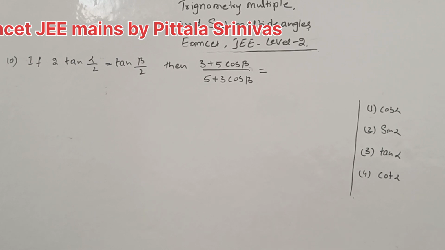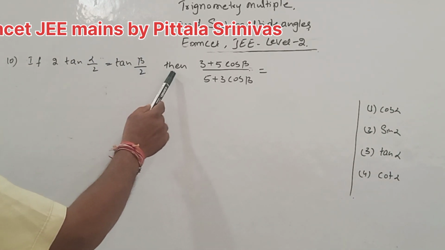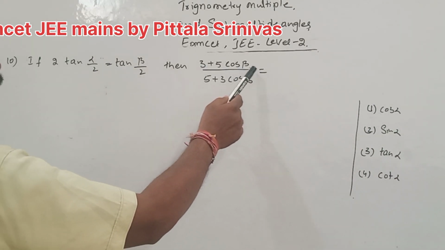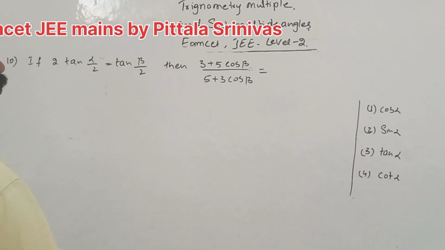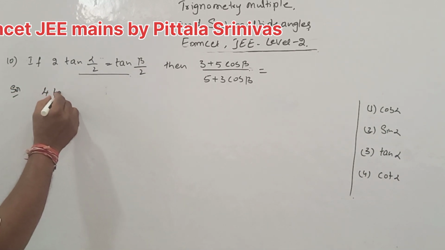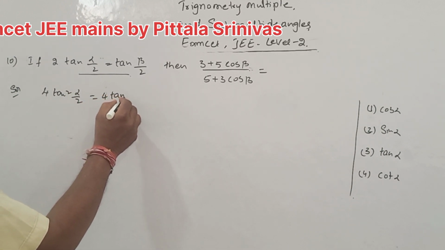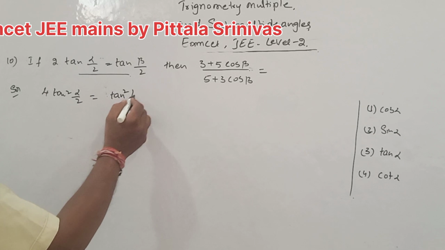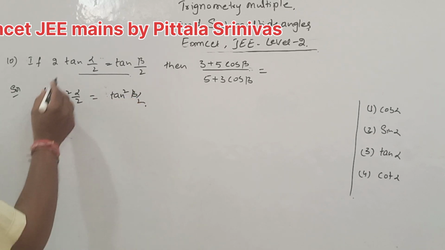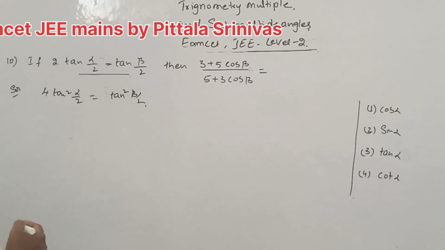Here we have the problem. If 2 tan α/2 = tan β/2, then (3 + 5 cos β)/(5 + 3 cos β) is equal to what? So here you square on both sides: 4 tan² α/2 is equal to tan² β/2.